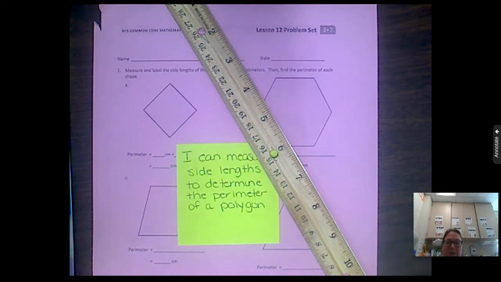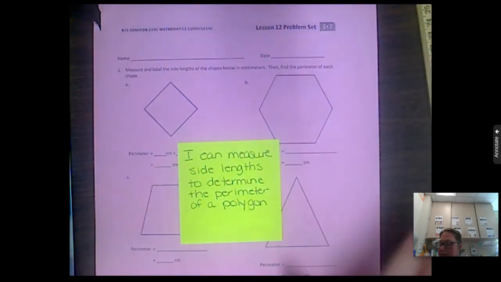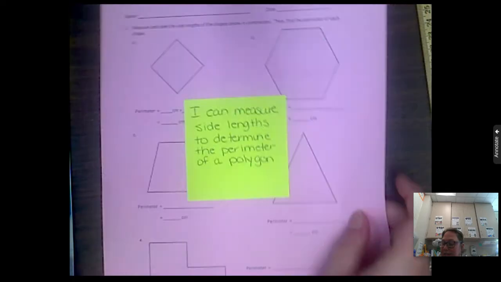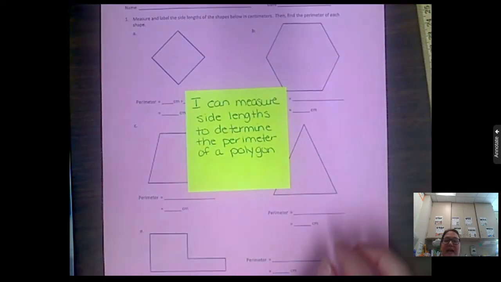So it is very important that you need a ruler today. So if you need to pause and go grab a ruler for today, that is a huge part of our lesson for today. And I'll meet you back here when you're ready. Alrighty. So when you are ready, our I can statement for today says I can measure side lengths to determine the perimeter of a polygon.